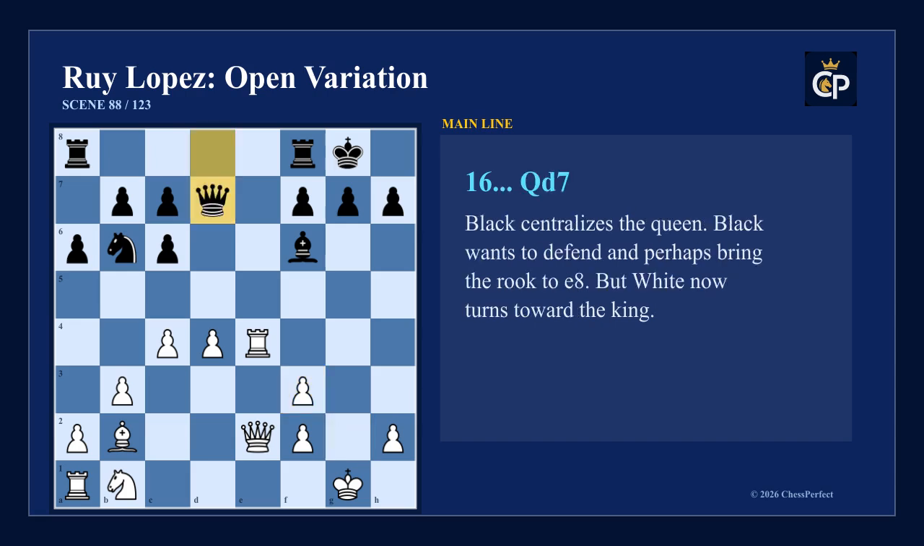Queen d7. Black centralizes the queen. Black wants to defend and perhaps bring the rook to e8. But white now turns toward the king.